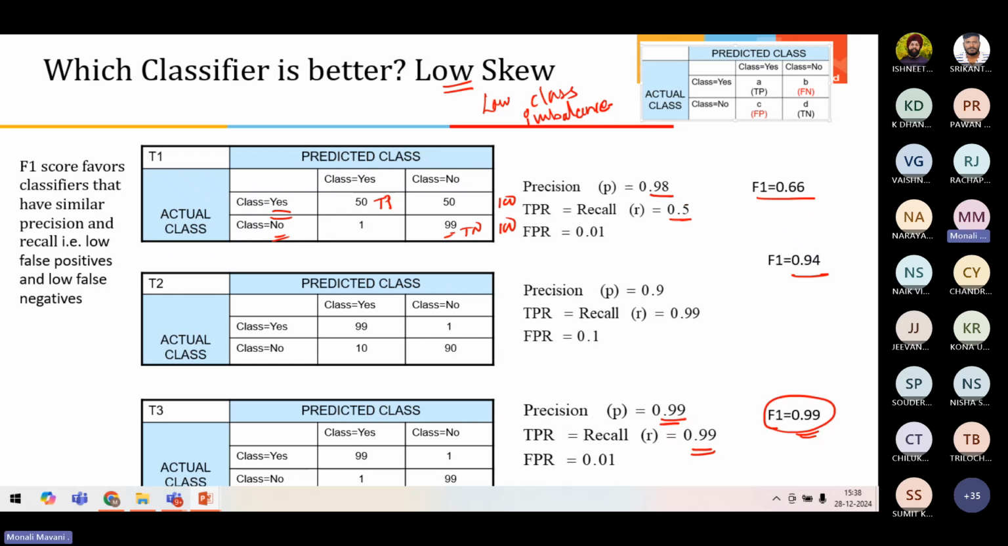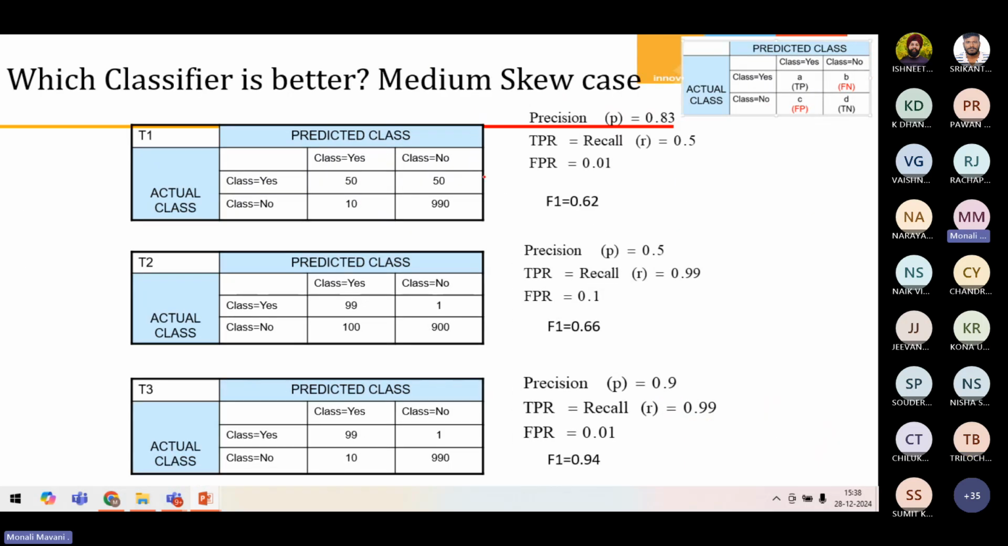This is a low skew case. Now the medium skew case: I have 100 examples of the yes class, and for the no class I have 1000 actual examples. In all of these 3 models, both class examples are not balanced. When we look at the F1 scores, 0.62, 0.66, 0.94, we'll still pick the model with 0.94, where precision and recall are both comparatively good.